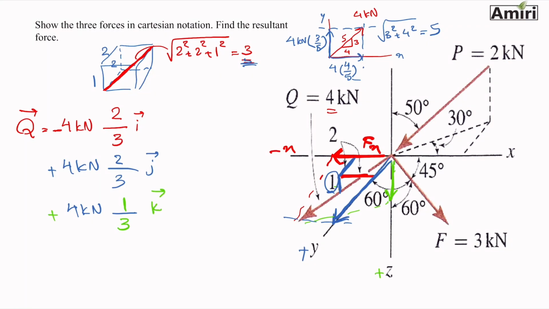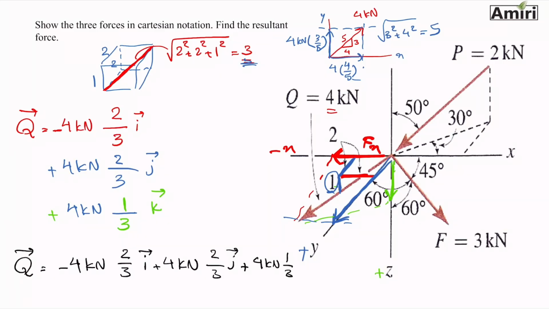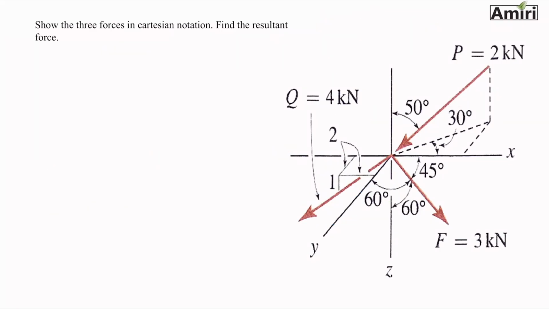Sorry, the colors got mixed up a little bit. All right, so I'm going to write it clean here. So it's going to be minus 4 2 over 3 I plus 4 2 over 3 J, 4 kilonewton 1 over 3 K. All right, I think I have all three vectors. All I have to do is add them together to find the resultant force.